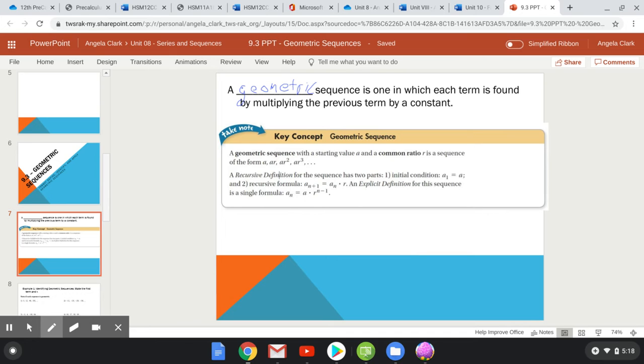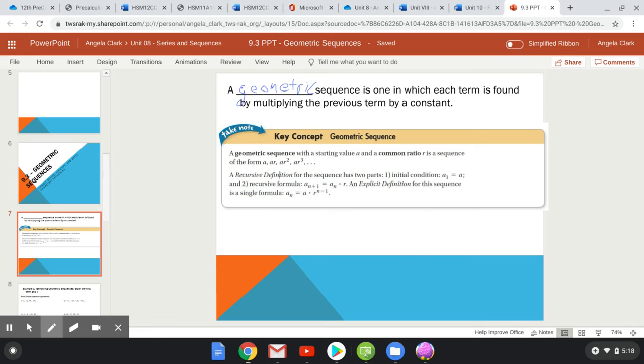Okay, so we're multiplying by the same thing each time. So it's kind of like an exponential in that way, right? Where we're multiplying by the same thing each time. So arithmetic sequences were like linear equations, and geometric sequences are like exponential equations.